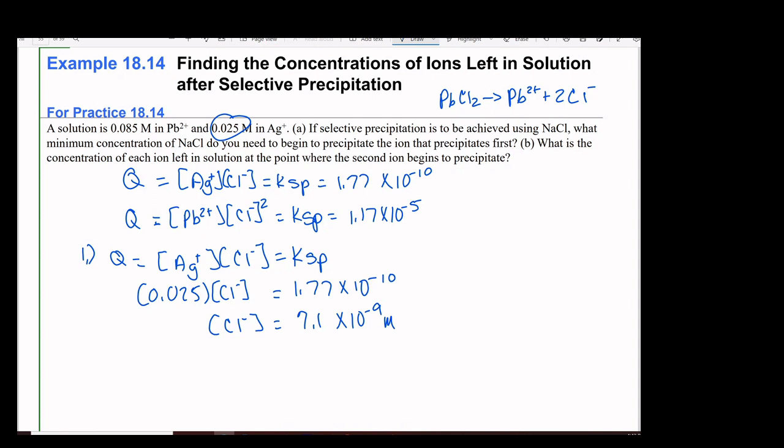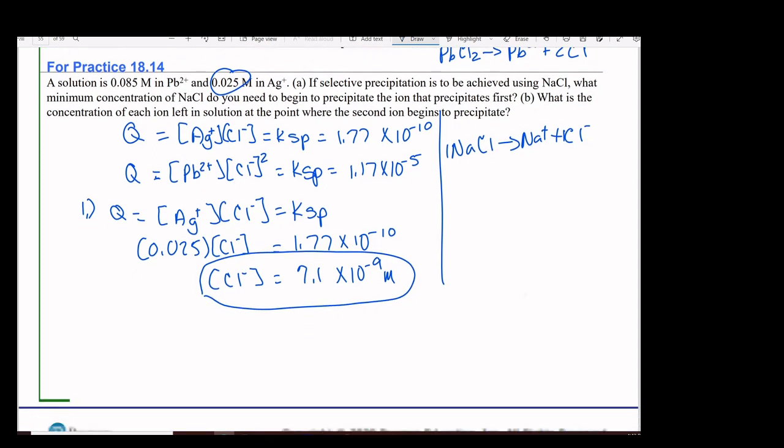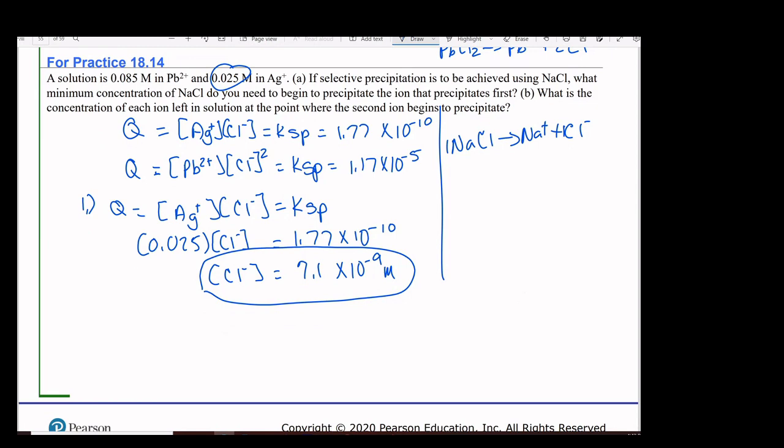Okay, and that's going to be equal to the sodium chloride concentration, because remember, sodium chloride dissociates into sodium plus chloride. Okay, so there's a 1-to-1 ratio there. So for every 1 mole of chloride, I had 1 mole of sodium chloride. So this is the concentration of sodium chloride I need to begin precipitating the silver.